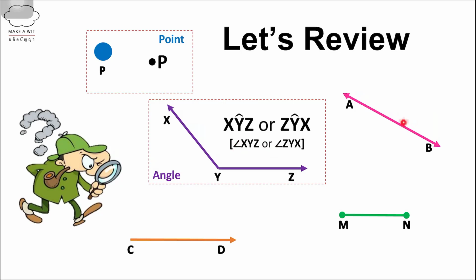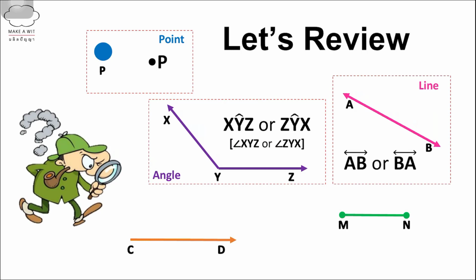Next, how about here? Line. Line AB or line BA. So a line has 2 arrows. Don't forget. And what about this one? Ray. Very good. Ray CD. A ray has 1 arrow, and you can only start from the beginning point or starting point, C. You cannot call it ray DC. You can only call it ray CD from the starting point.